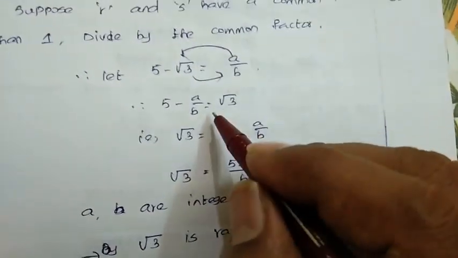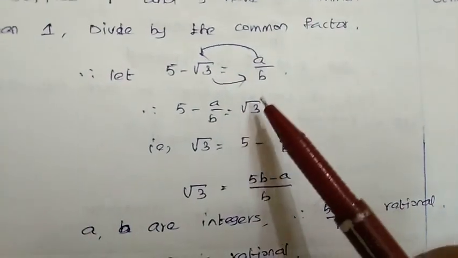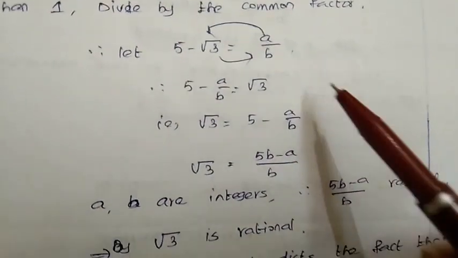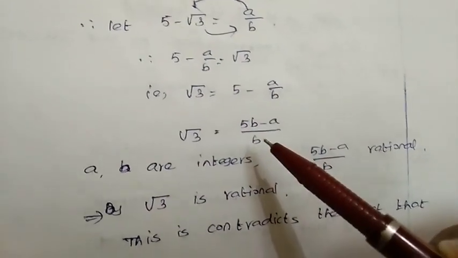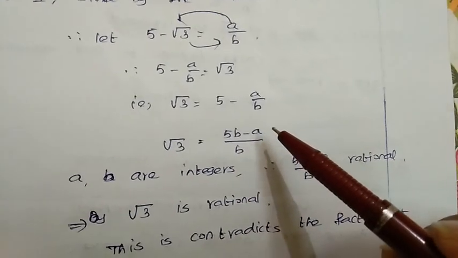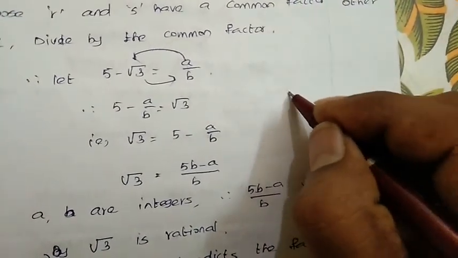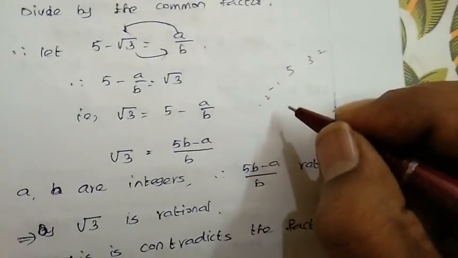So 5 minus a by b equals minus root 3, we can write plus root 3. So root 3 equals 5 minus a by b. So root 3 equals (5b minus a) divided by b. Now we know that a and b are integers, no? So integer means 5, 3, 2, minus 1, minus 2, like that, any one number.